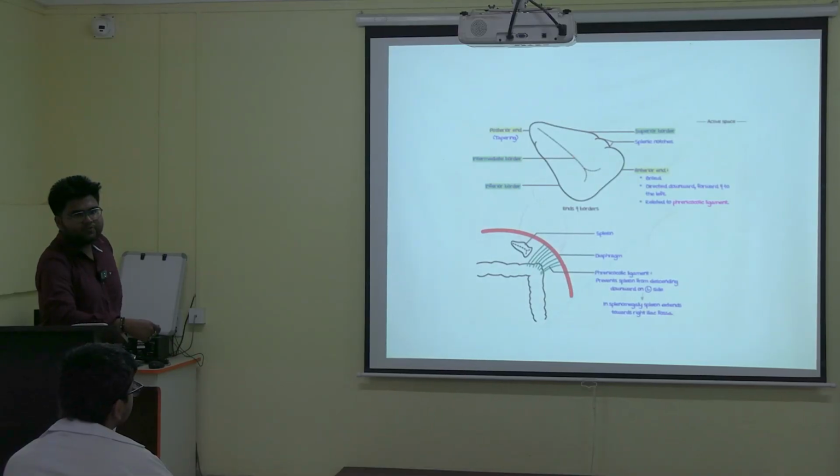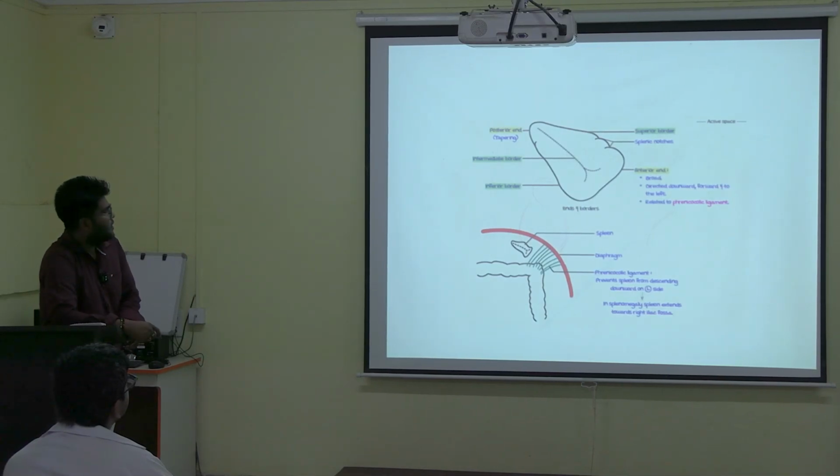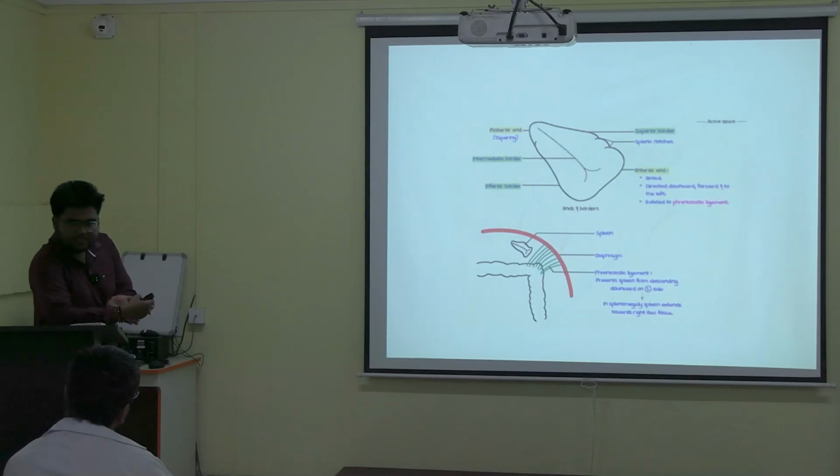How do you identify the superior border? In the superior border there are splenic notches present. By looking at the notch you can easily identify this is your superior border. And the intermediate border is posterior, if you hold it like this; you can easily identify the intermediate border. In the anterior end is always the broad end, and the posterior end is the tapering end.